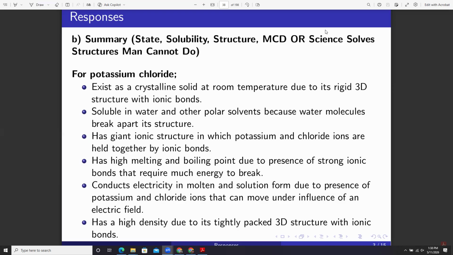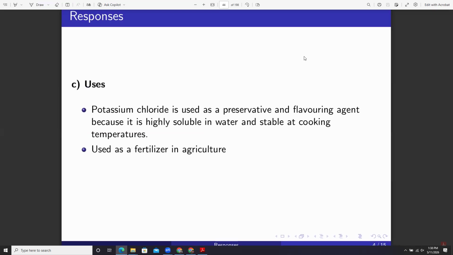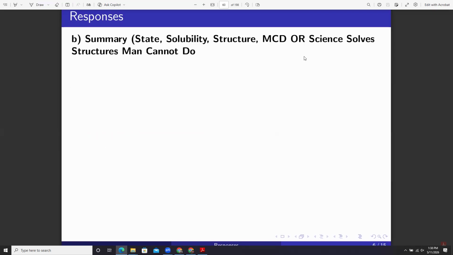So next we look at aluminium. We are going to give properties of aluminium using our statements: state, solubility, structure, melting point, conduction, density, which is the same as science solves structures money cannot do. So what are the properties of aluminium? The properties of aluminium are here.